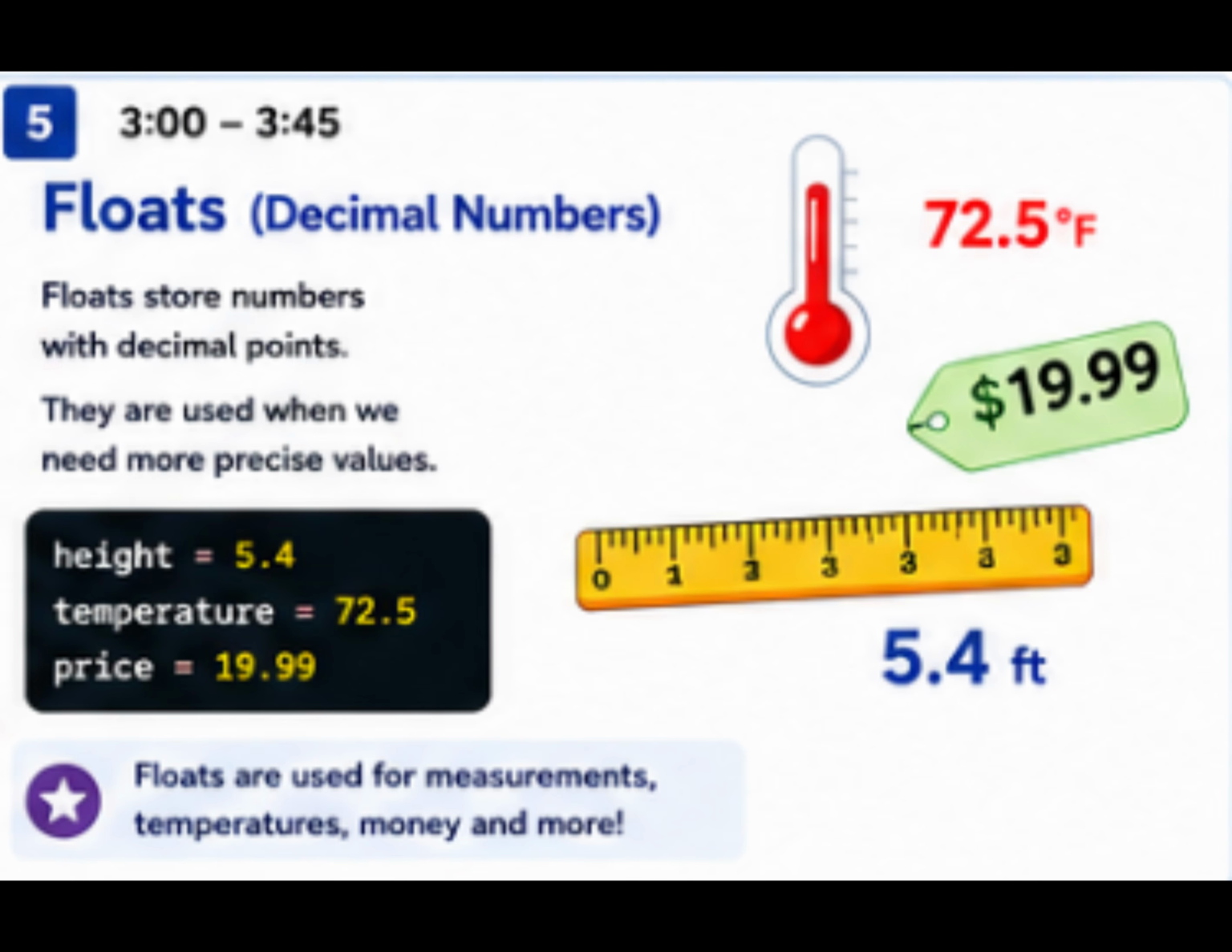Floats are numbers that contain decimal values. Examples include 3.14, 5.5, and 72.5. Floats are useful when greater precision is needed. Temperatures, measurements, distances, prices, and scientific calculations often use floats because decimal values are important in these situations. Without floats, many real-world calculations would not be accurate enough.